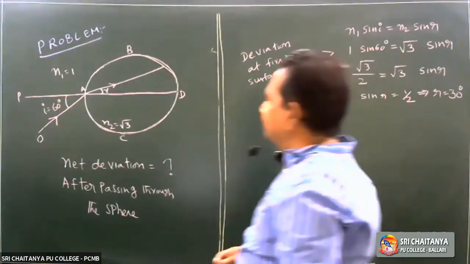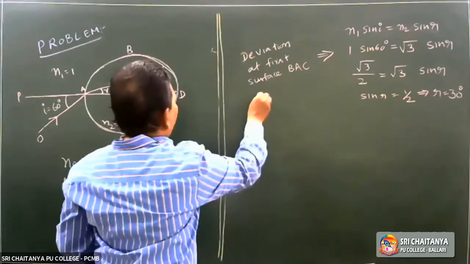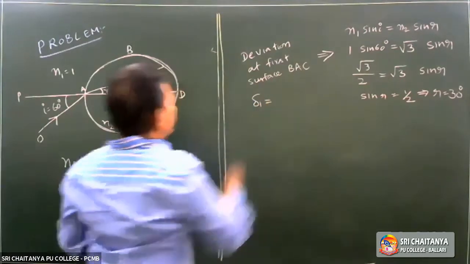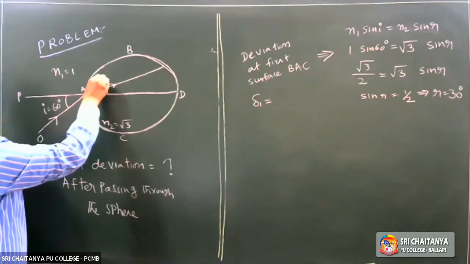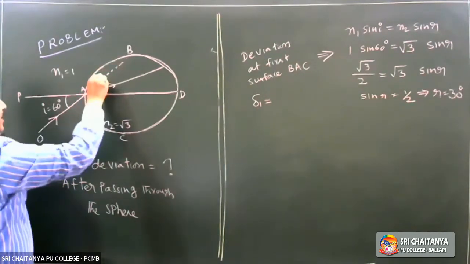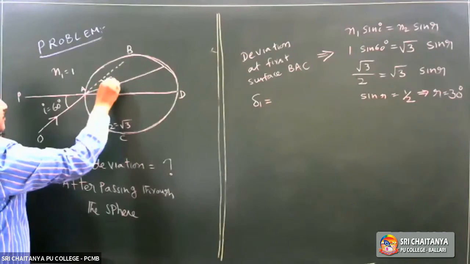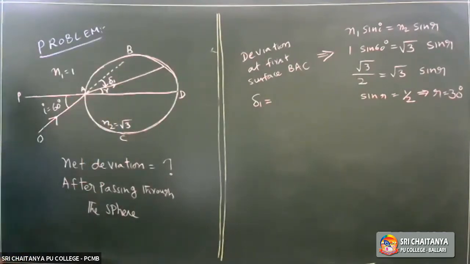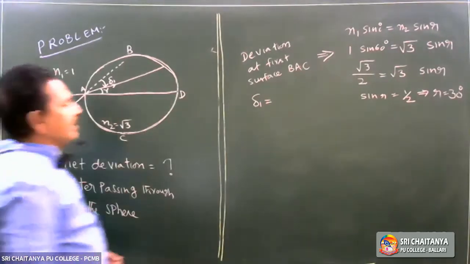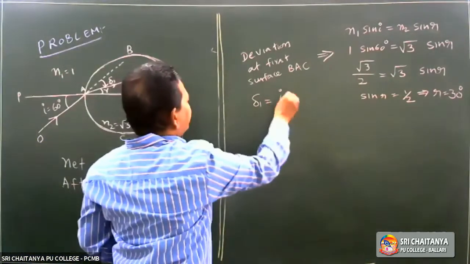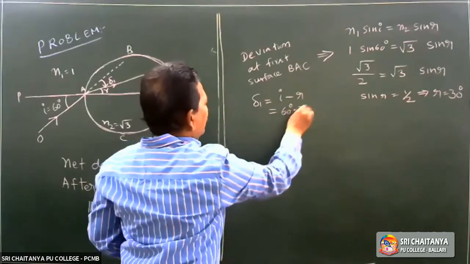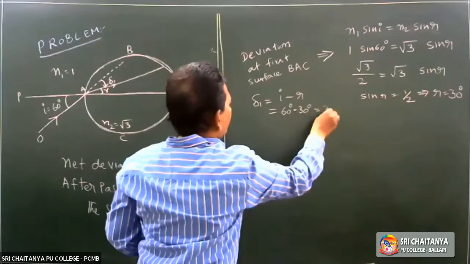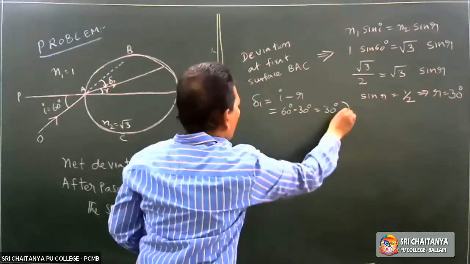Calculate the deviation, delta 1. So, this is the actual path of the light ray. This is delta 1, deviation. Delta 1 is equal to I minus R. I value 60, R value 30. This comes out to be 30 degrees in the clockwise.